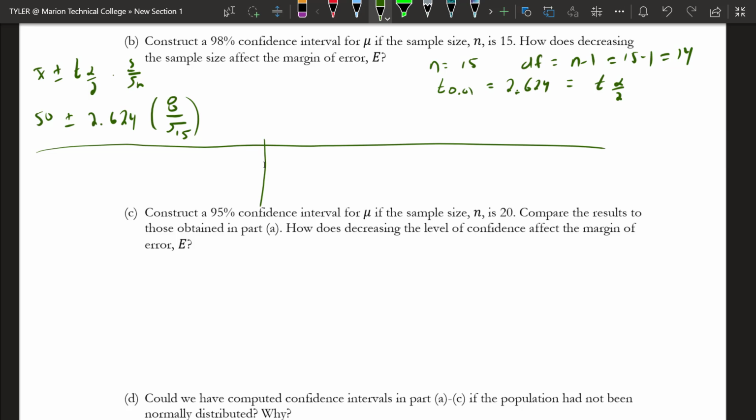So if you use your calculator, you can calculate that lower bound and upper bound. So the lower bound is 44.580 if we round to 3 decimal spots. And the upper bound is 55.420, right? And if you want, you can validate this with StatCrunch as well.